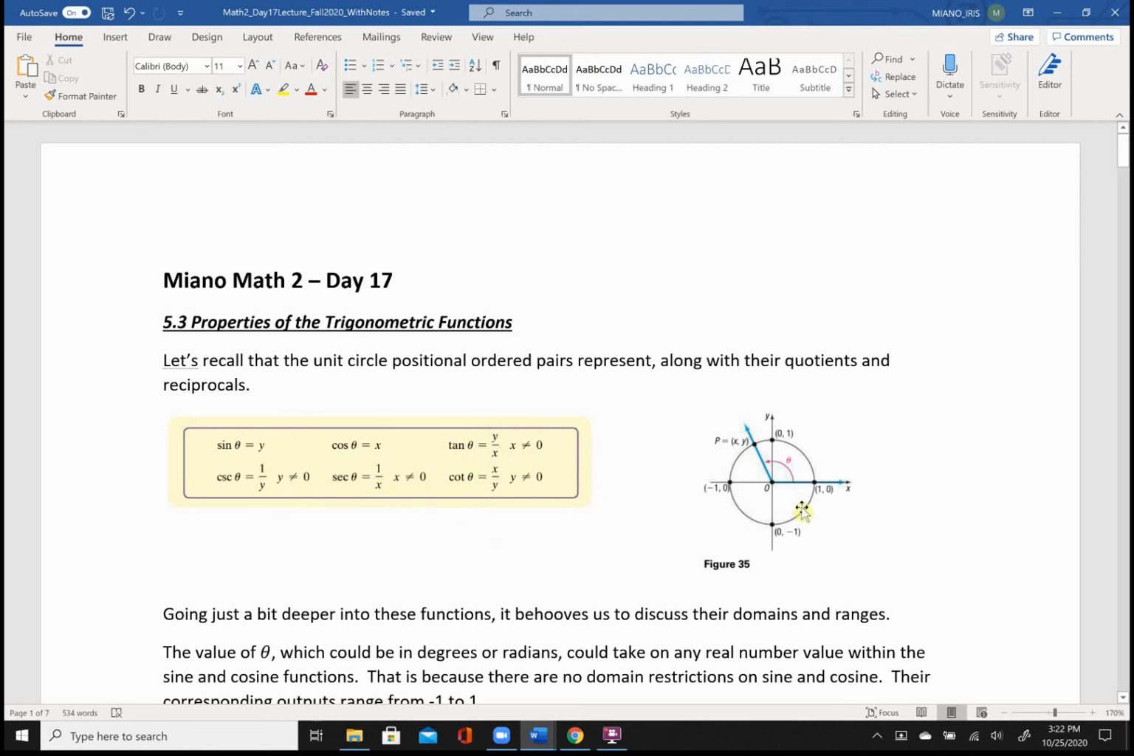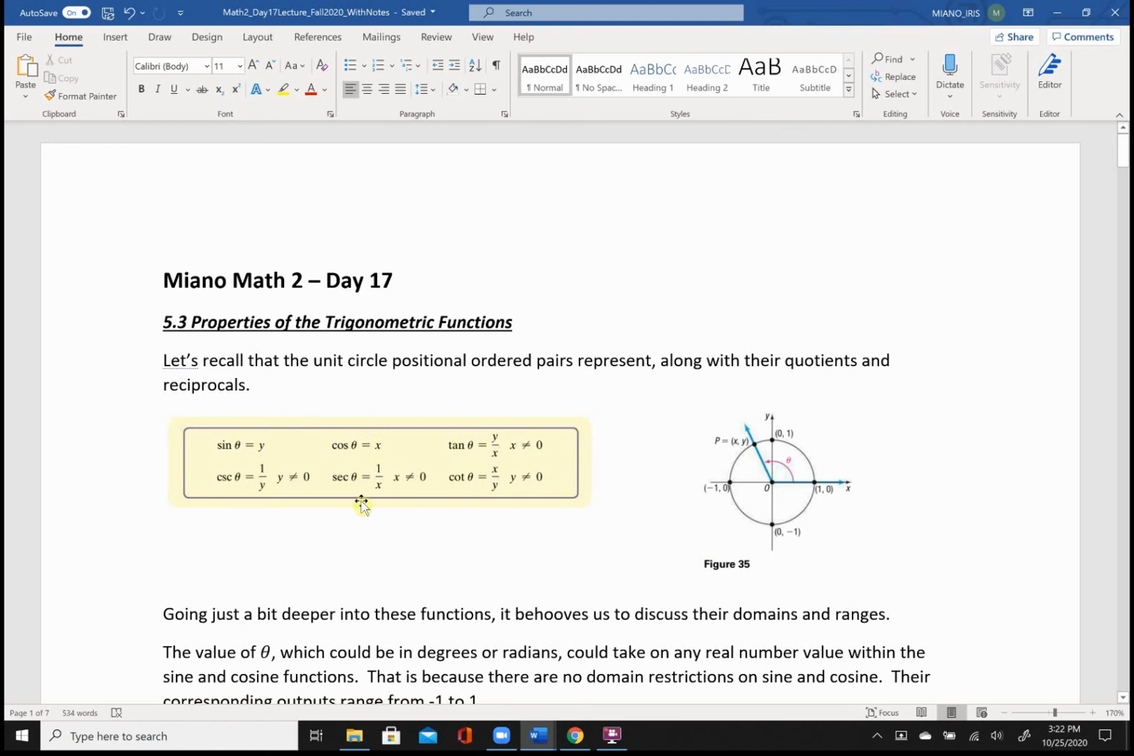So you may recall that on the unit circle, the outer edge of the circle has ordered pairs x, y that can be associated with an angle measured in either degrees or radians called theta, and that determines the amount of swing. That is the terminal side's location, the terminal ray of the angle, and the ray intersecting the unit circle has a position x, y, which is the cosine and sine of the angle theta respectively.